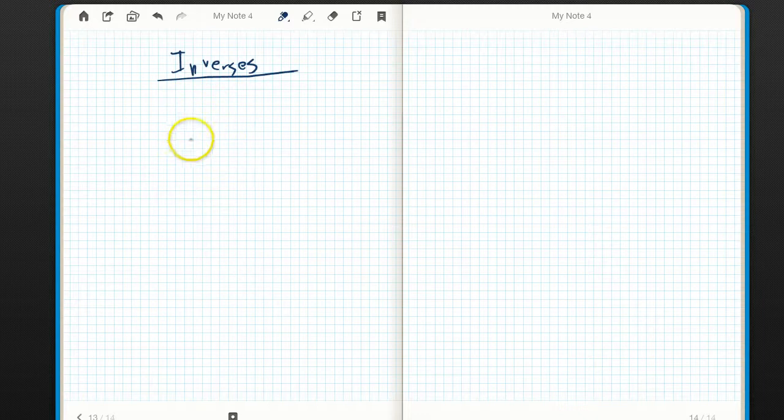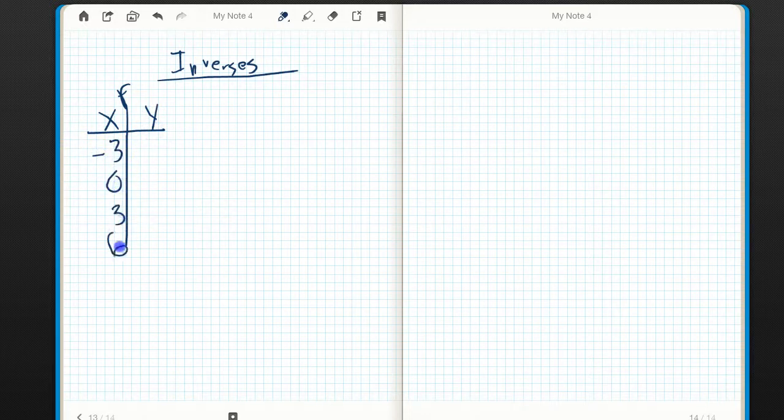Okay. So again, inverses. If we have a function f, it doesn't matter what it is, as long as we say it's f. So the inputs are negative 3, 0, 3, and 6. Let's say the outputs are 5, 0, negative 5, and negative 10. Okay. The inverse of it. We don't even need to graph this, right?